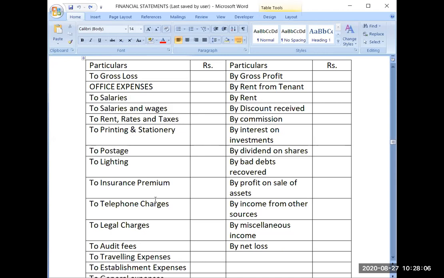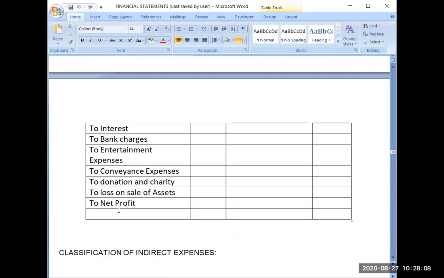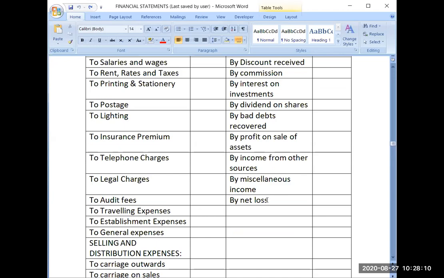If your income is greater, you will get a net profit. Otherwise, if your expenses are greater, you will get a net loss. Conveyance is local traveling within the city. Traveling means out of the station.